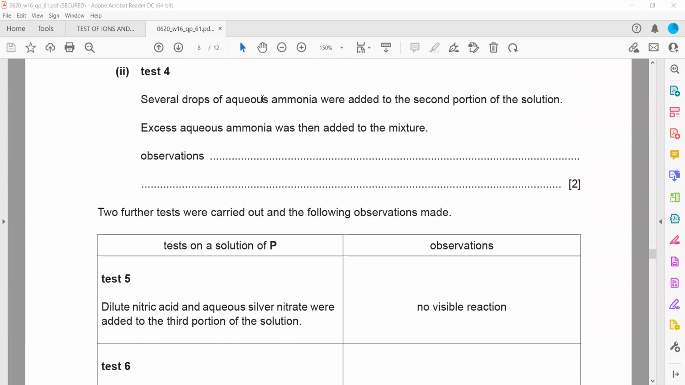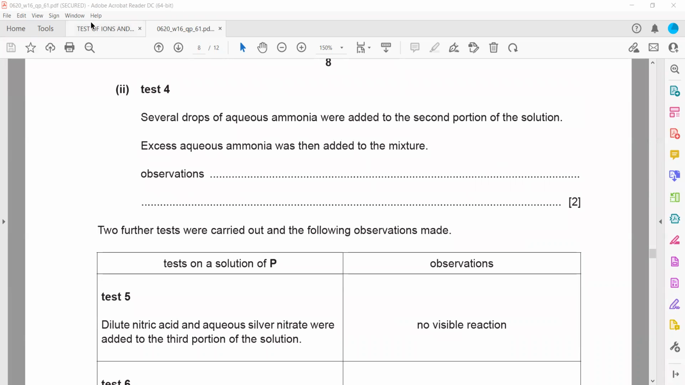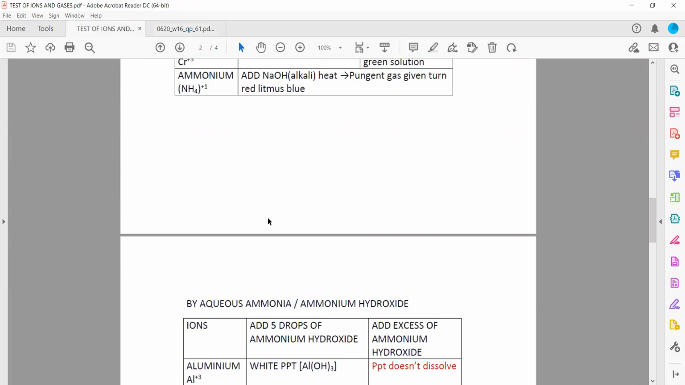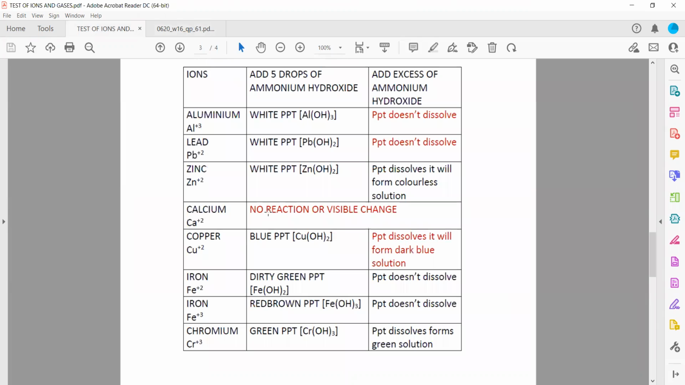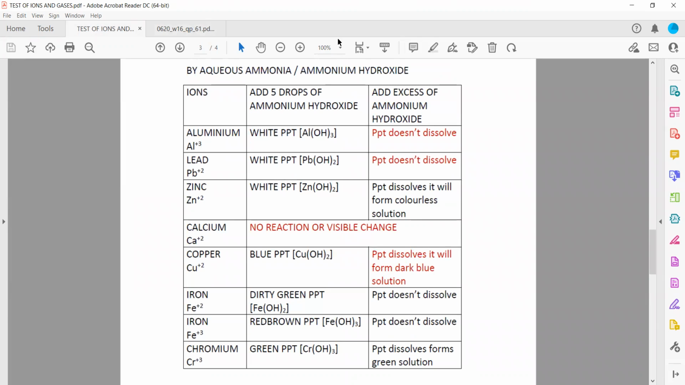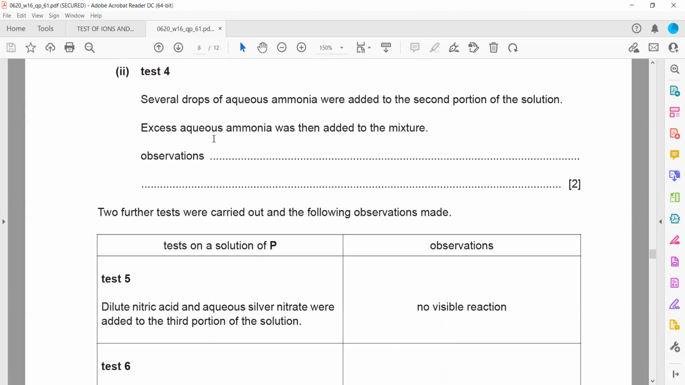Then test 4, several drops of aqueous ammonia were added to the aluminum salt. So if you are adding aqueous ammonia and there's an aluminum salt, there will be a white PPT, and the precipitate does not dissolve. So the answer here is white PPT, insoluble in excess.